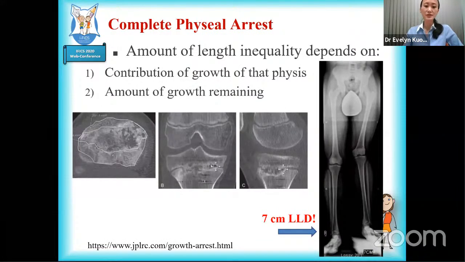So for example, you will see here, this is a complete growth arrest of the proximal tibia. And over here, we have one boy who had a growth arrest of the distal femur in childhood. And by the time he reached skeletal maturity, the length discrepancy was 7 centimeters, quite significant.